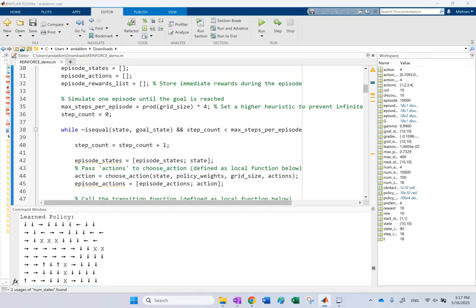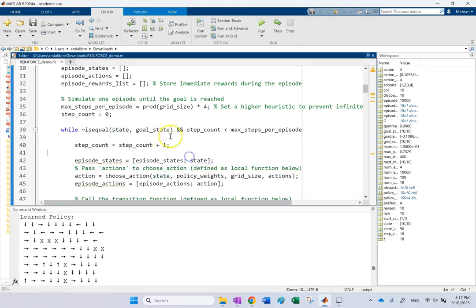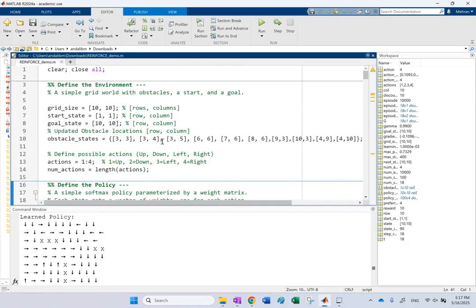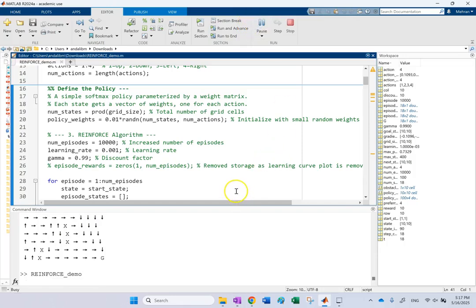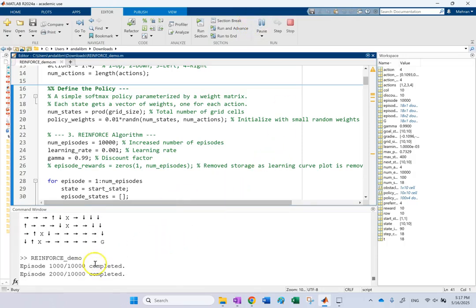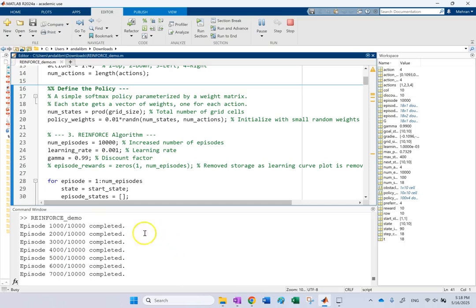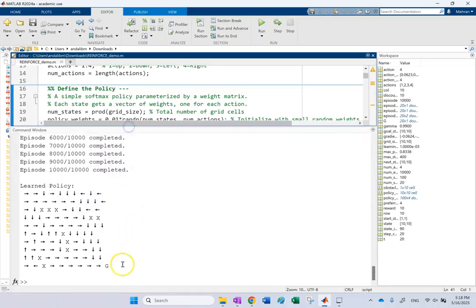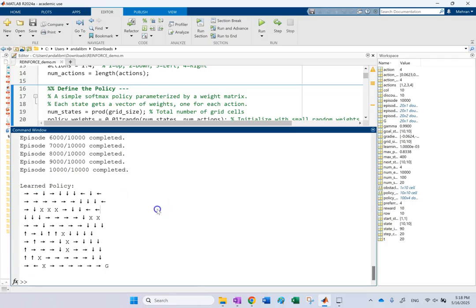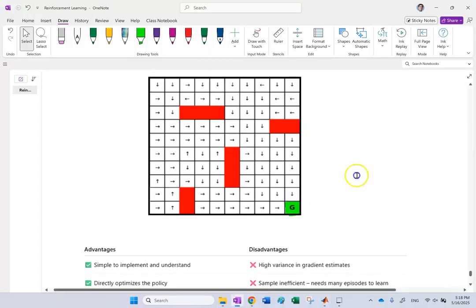Okay, in my next video, we're going to talk about A2C, or actor critic. And this method and the previous methods that we've seen are combined into one to give you the best results. So here we're going to run this, and you can see that every 1,000 episodes, it shows that it has made some progress, and ultimately it shows you a learned policy here. And here I have a sample of that.